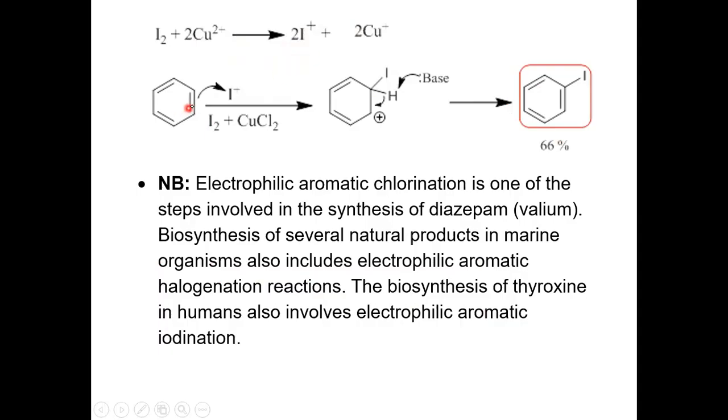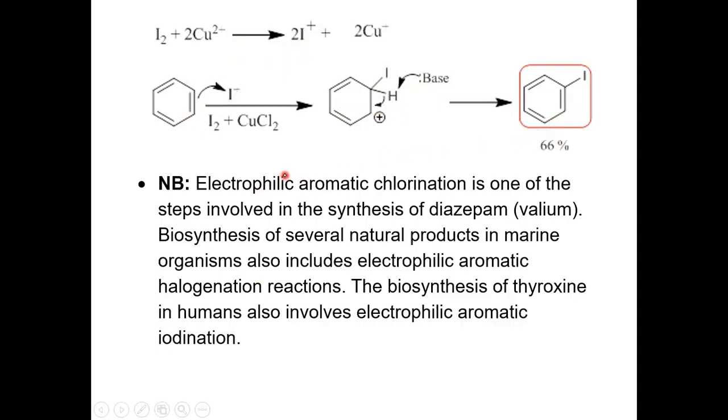Good. Now the next step will be that the pi electron here will attack this I plus, right? It will form our intermediate, and the base will come and remove the H plus here. And then the bond between the carbon and the H plus will break back to stabilize the aromaticity. Very simple. Good.